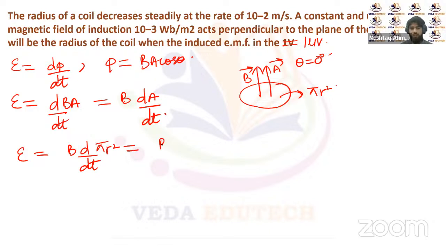So it will be times pi. d by dt of r squared will be twice r dr over dt, right? Twice r dr over dt.